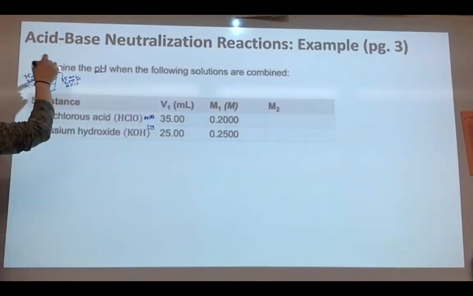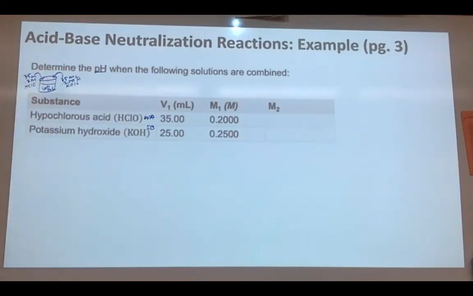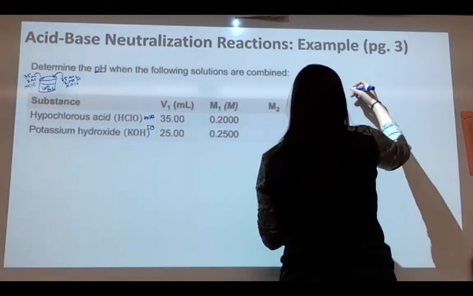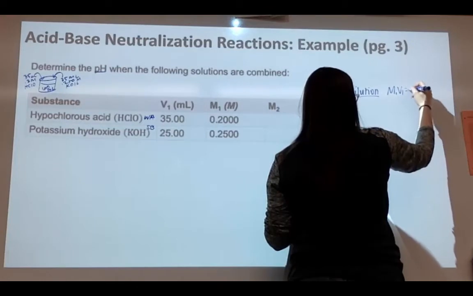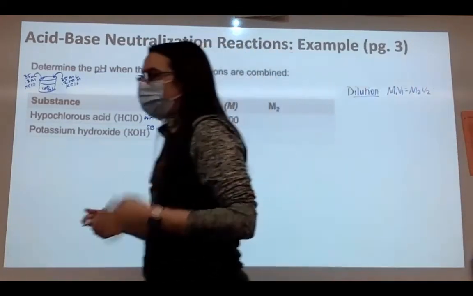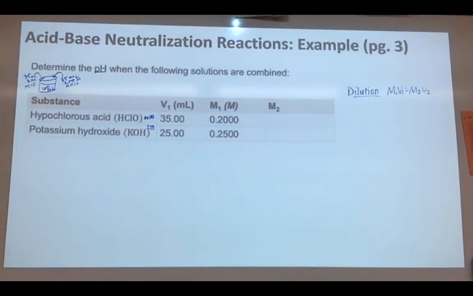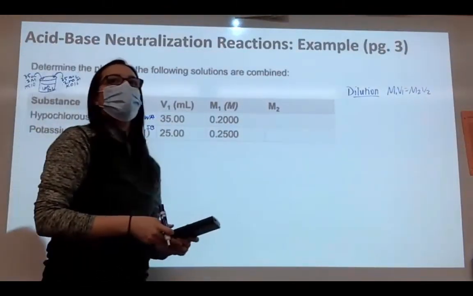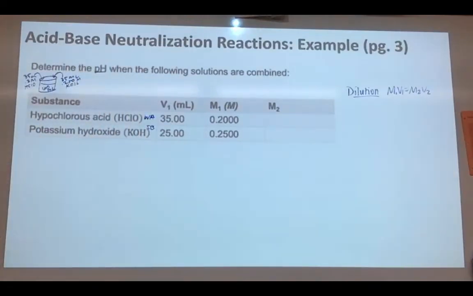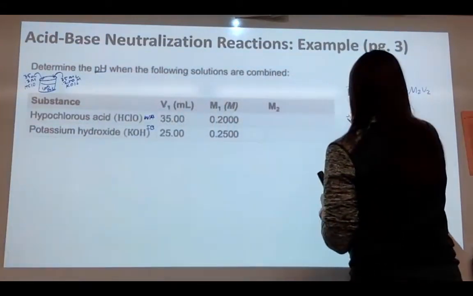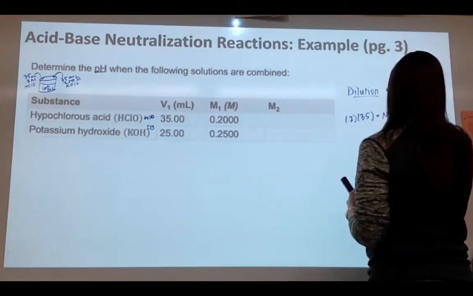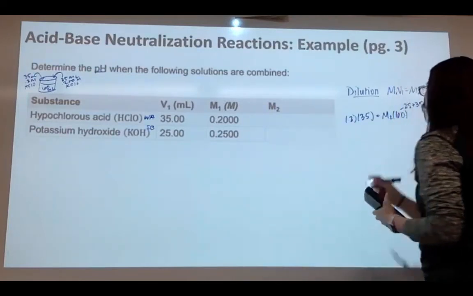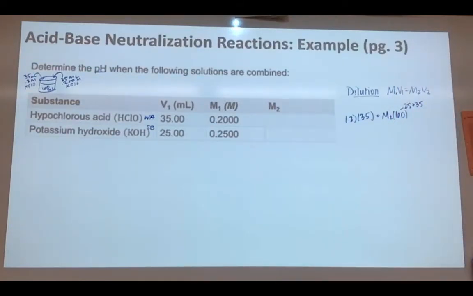So I'm adding 35 and 25 milliliters together, so I'm changing the volume. When you add volume to volume, you start with a dilution problem. Dilution is M1V1 equals M2V2. Whenever you add two solutions together, figure out what your new molarity is before the reaction takes place. So 0.2 times 35 equals M2 times 60. Again, the 60 is the 25 plus 35, the two volumes being added together.